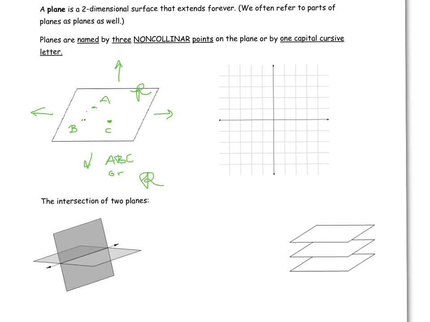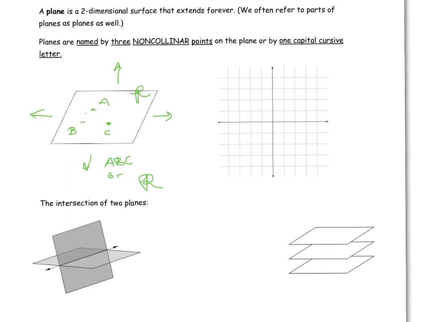Notice that if I had another point on here, say D, I would not include that in the naming of the plane. I could call it ACD or ABD, but I would not refer to that plane as ABCD. You just pick 3 letters, just like with the line we pick 2 letters, with the plane we pick 3 letters, just the minimum number to determine the plane.